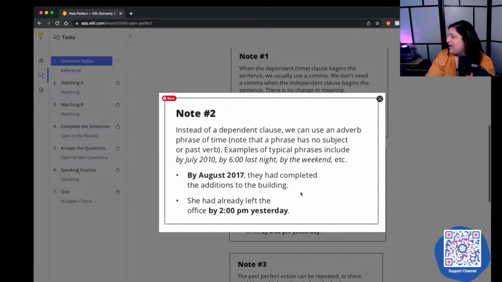Now, let's check out number 2. Instead of a dependent clause, we can use an adverb phrase of time. Note that a phrase has no subject or past verb. Examples of typical phrases include by July 2010, by 6 o'clock last night, by the weekend, etc. So by August 2017, comma, they had completed the additions to the building.